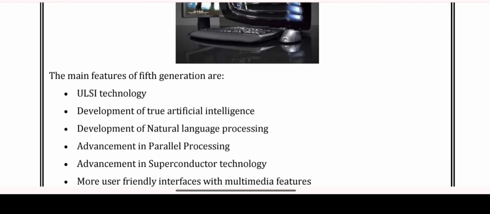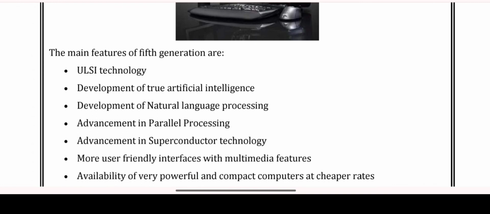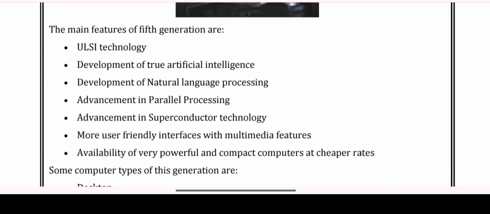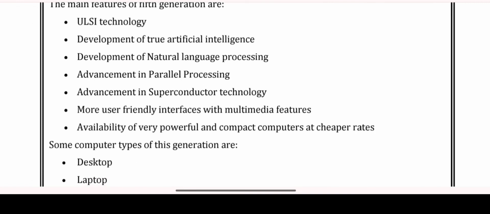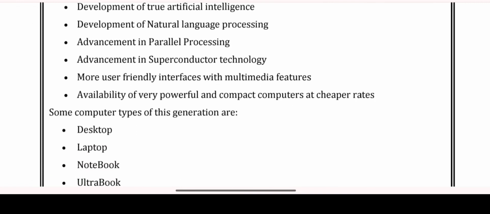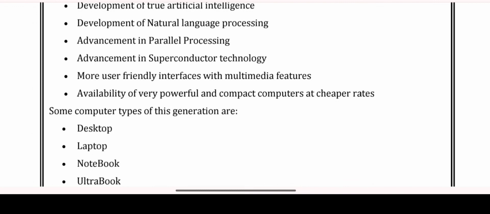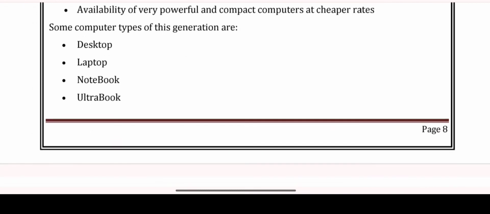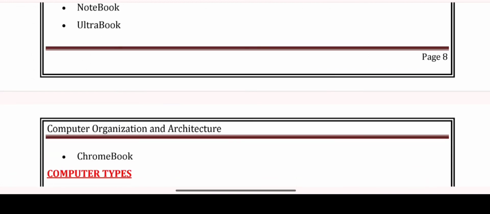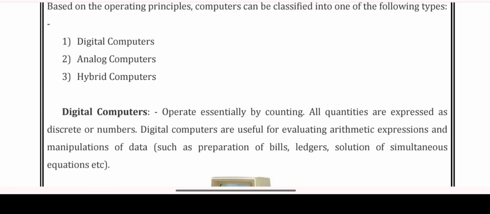The main features of the fifth generation are ULSI technology, development of artificial intelligence, development of natural language processing, advancement in parallel processing, advancement in superconductor technology, and more user-friendly interfaces with multimedia features. Very powerful and compact computers are available at cheap rates. Some computer types of this generation are desktop, laptop, notebook, ultrabook, and Chromebook.